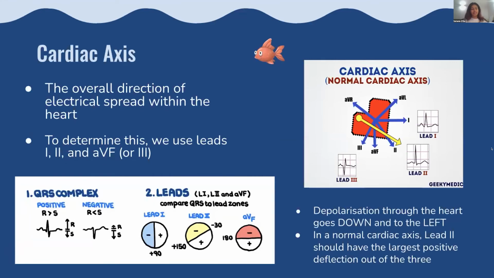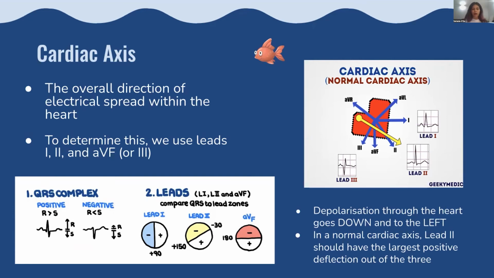Okay, so coming into the cardiac axis, this was something that took me a little while to get the hang of, but hopefully we've got it now and we're going to talk through it. So the cardiac axis, when we're trying to calculate it, we're looking for the overall direction of the electrical spread within the heart. That's where we were coming from, talking about the fact that depolarization happens downwards and towards the left. And we want to make sure that the actual electrical spread is happening in that direction like it's meant to be.